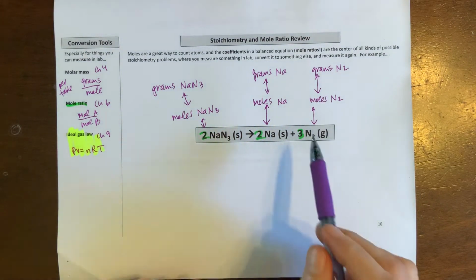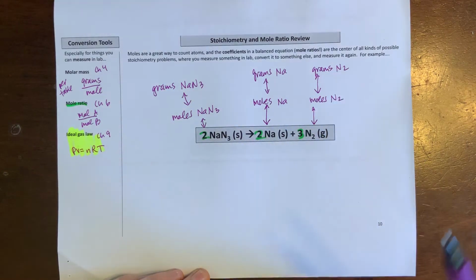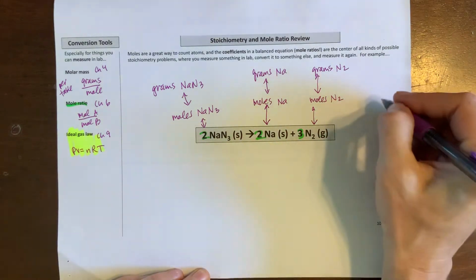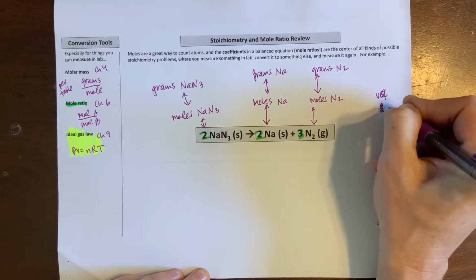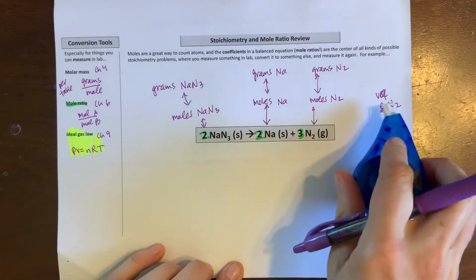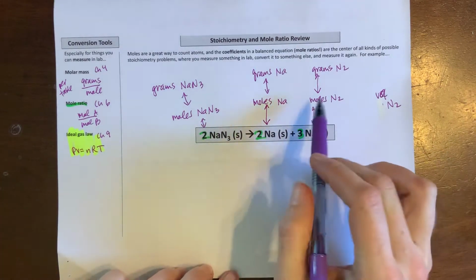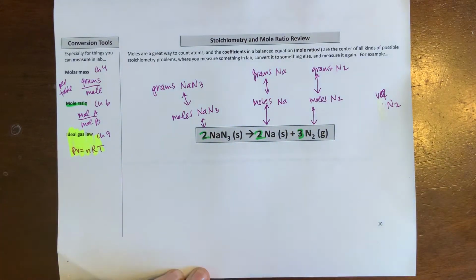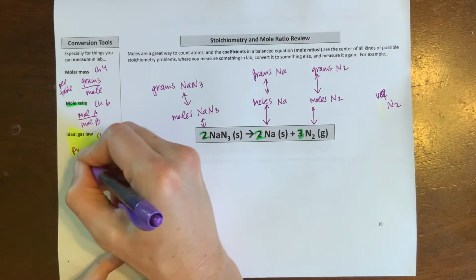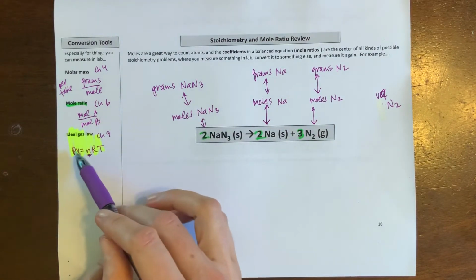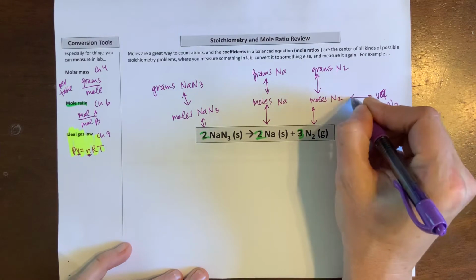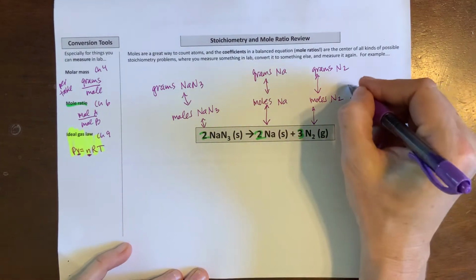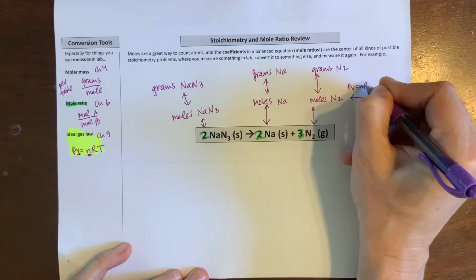So the new piece is, often with gases, I don't really want to know the grams of gas, I want to know the volume of gas. So if I want to know instead what the volume of N2 is, then now I have a way to get from moles to volume, and that's the ideal gas law, right? Here's my moles, and here's my volume. I could also go to pressure or temperature, but volume's the most common one. And so to get between moles and volume, I can use the ideal gas law.